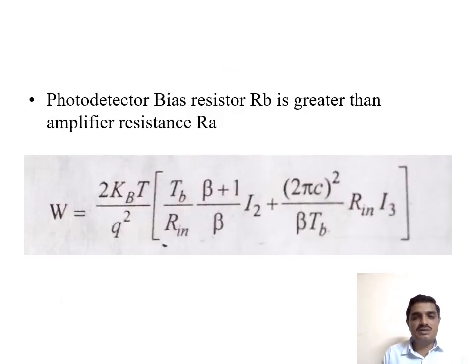The photodetector bias resistance RB is greater than the amplifier resistance. These are the design equations for that.